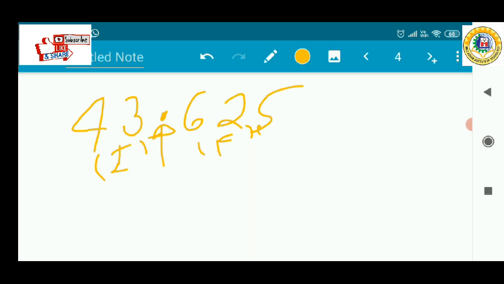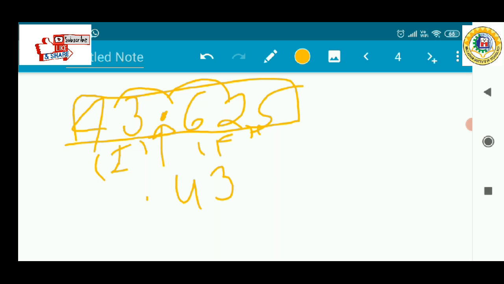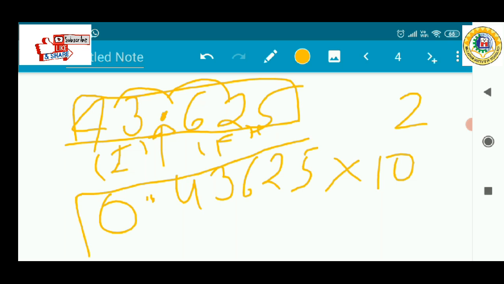But in the case of the fixed point representation, this is fixed, okay, but in the floating point representation we can move the radix point anywhere we want. That means suppose this is 0.43625 into 10 to the power 2. If this is the representation, this is called the floating point.